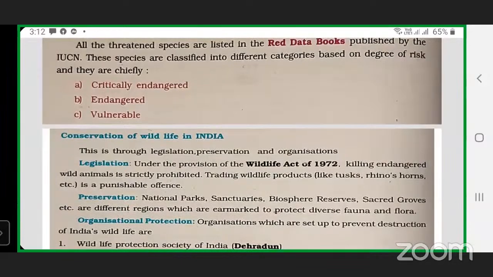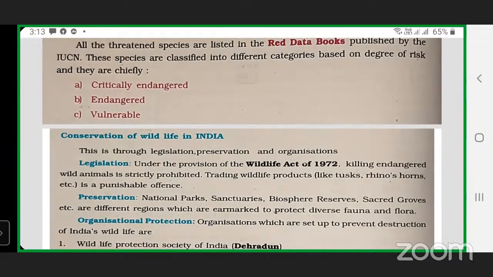Then conservation of wildlife in India. How can we conserve? This is through legislation, preservation and organizations. What is legislation? Under the provision of the Wildlife Act formulated in 1972, killing endangered wild animals is strictly prohibited. The act was formulated in 1972, that is the Wildlife Act. According to this, killing of endangered species and wild animals is strictly prohibited.